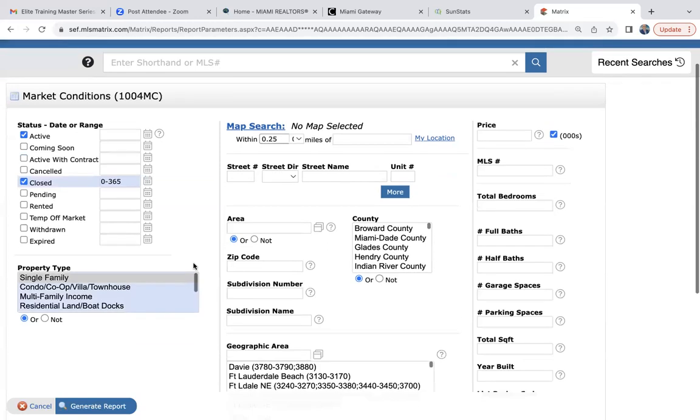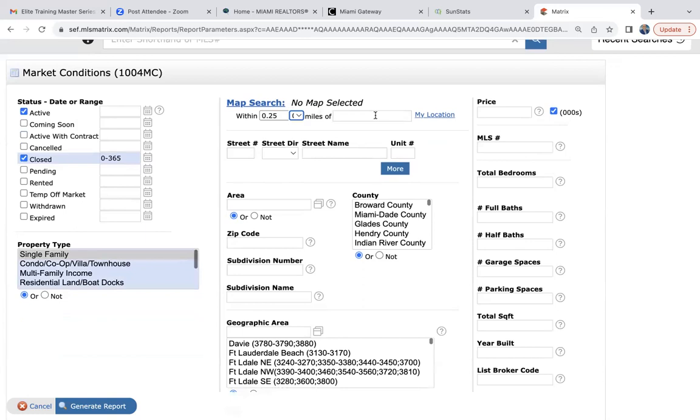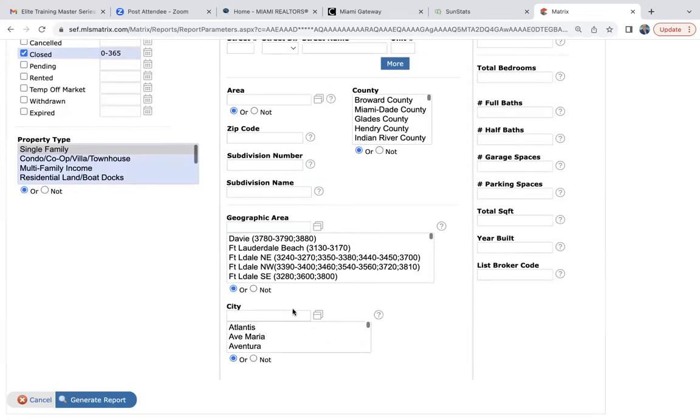Now, you can always do a radius around a particular address. So if you are running a CMA and you want to find what the market is doing around a particular address, you can always select half a mile or 1 mile around a particular address. If you are running this report for a building, then you can always put in the address right here, or you can search by area, zip code, an entire county, or even a city. We are going to do a city at this point.